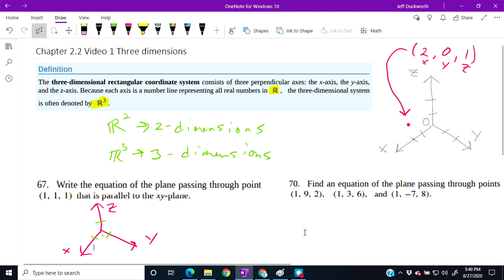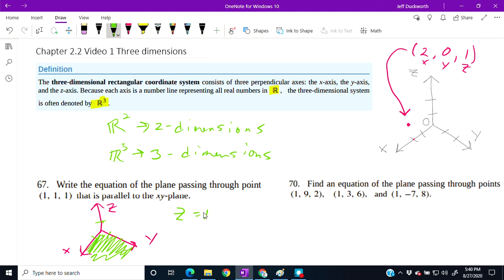But we want to be parallel with the xy plane. The xy plane is this area down here. So we want to be essentially 1 above it. So it looks like any points are going to work as long as the z value remains 1. So this answer is just z equals 1.